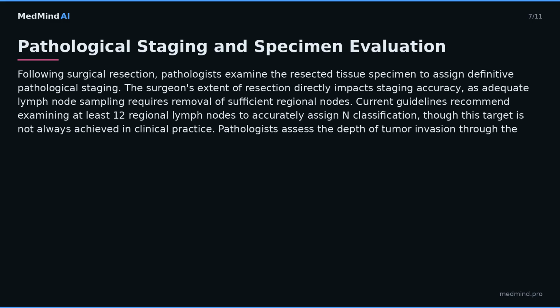The number of negative nodes examined provides valuable prognostic information independent of the number of positive nodes. High-quality pathological assessment, including proper specimen orientation and thorough tissue sampling, ensures accurate staging and guides subsequent adjuvant therapy decisions. When specimen examination falls short of recommended standards, the staging accuracy may be compromised, potentially leading to inappropriate treatment recommendations.